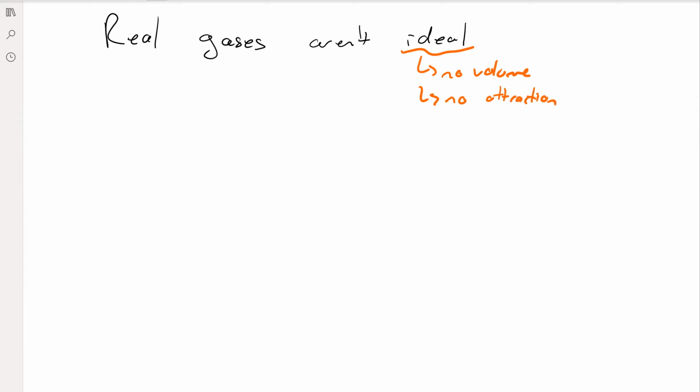All of the collisions are completely elastic, and the molecules don't have any sort of preference to go close to one another. Neither of those are true. They are approximately true under normal conditions, but not totally true, right? Real gases, they do have volume, right? They're made out of molecules. The bigger the molecule, the bigger the volume it occupies. The other thing about gases is that they are attracted to one another.